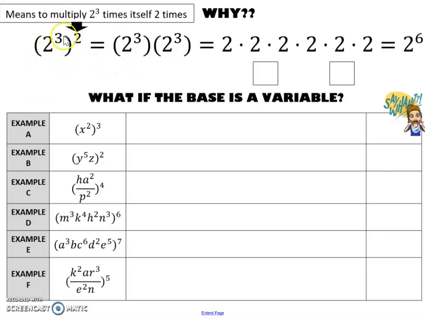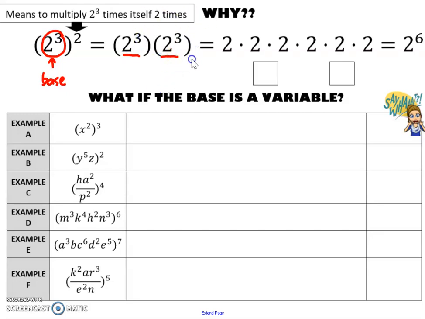If we have 2 cubed to the second power, this 2 to the third, that whole thing is our base this time. Remember, an exponent tells you to multiply the base times itself that many times. So this tells me take 2 to the third, because that's my whole base, times itself twice. So that's where we get 2 to the third times 2 to the third.